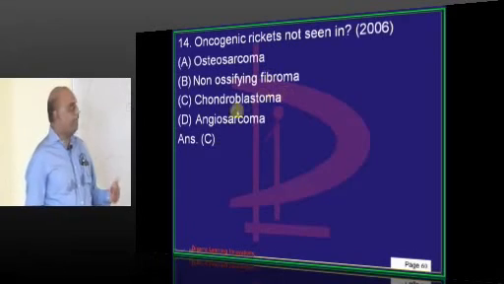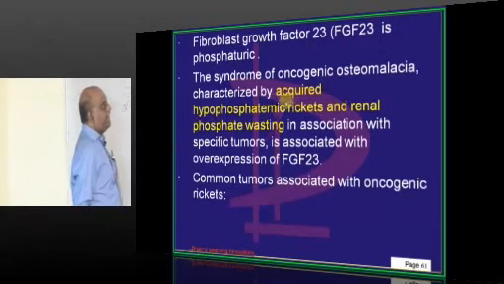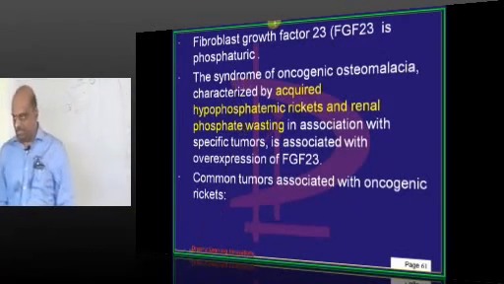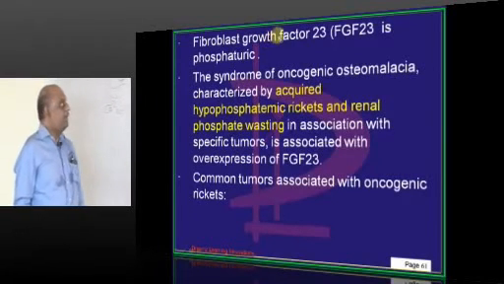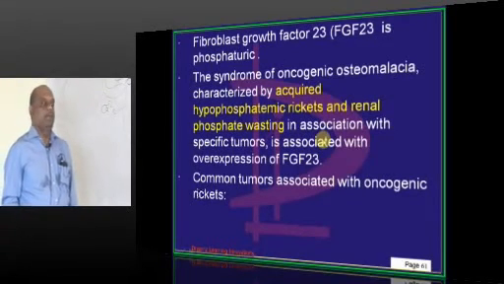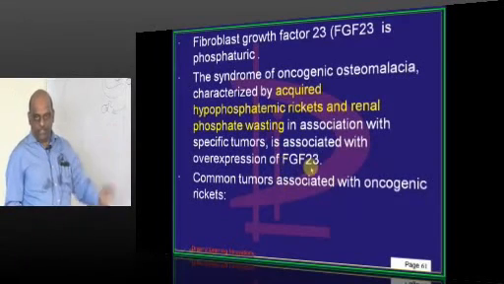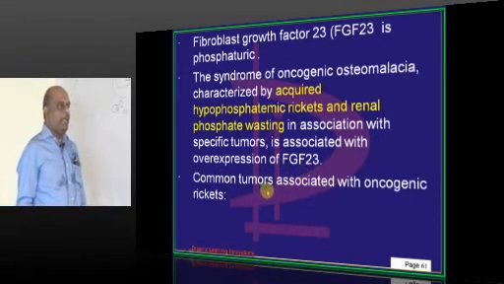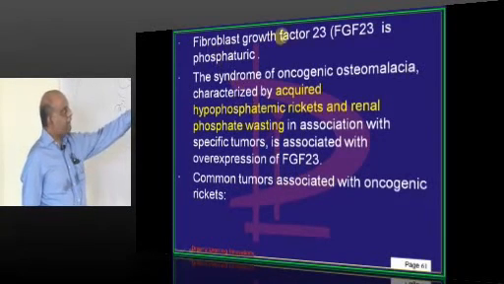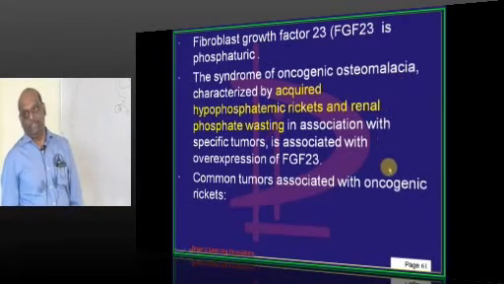Osteogenic sarcoma, non-ossifying fibroma, angiosarcoma are the list of tumors. That's the reason it is also called acquired hypophosphatemic rickets, otherwise called renal phosphate wasting. Why does it basically happen? There is an overexpression of a gene called FGF23. FGF is fibroblast growth factor. So there are some tumors in which this fibroblast growth factor 23, which is phosphaturic, becomes overexpressed.